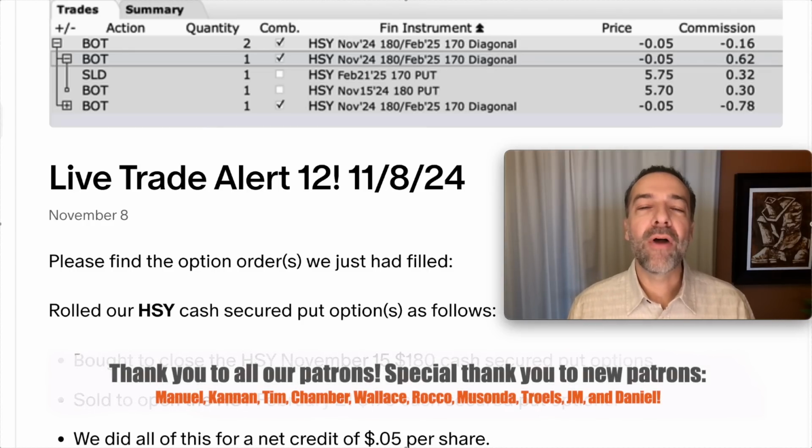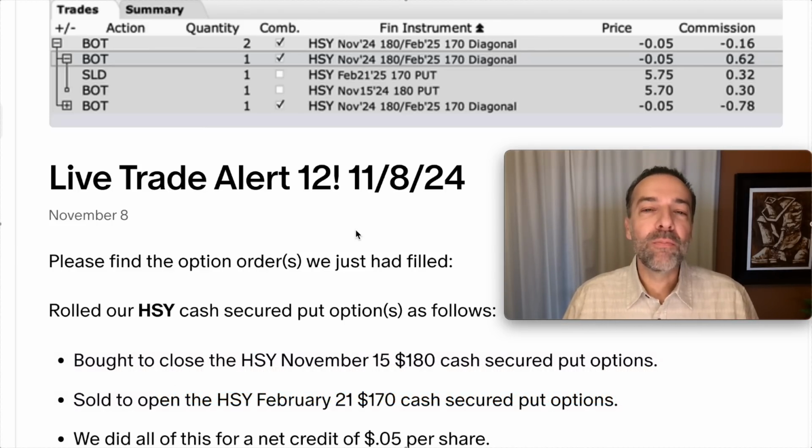Here you see one of my little problem trades I've been in over the past couple months. I don't have many of them, so I had to dig for this, but here's one. It actually isn't a problem for me anymore, at least at the moment, because Hershey has gone up. But it was a problem when I rolled this position. On November 8th, I rolled my Hershey position.